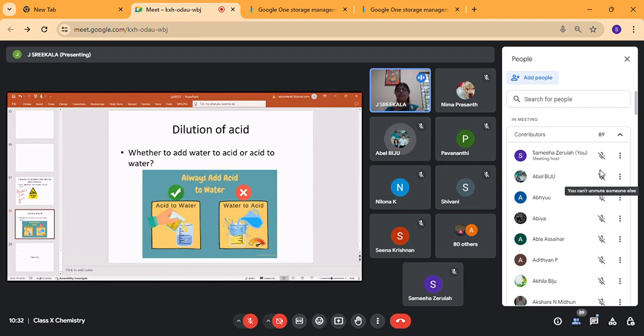Do you have your textbook with you? Yes, ma'am. The book is there. See question number 2. Take your textbook and see question number 2.